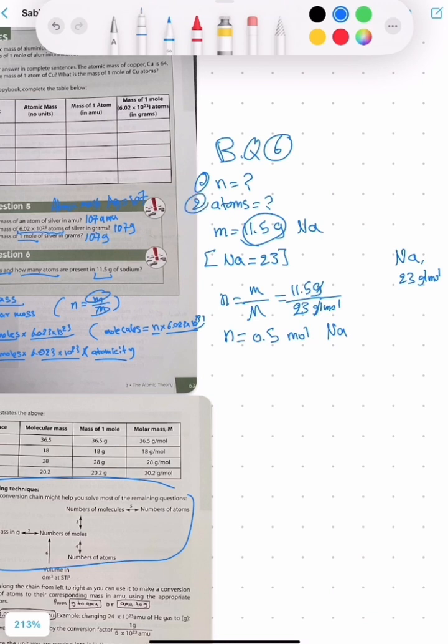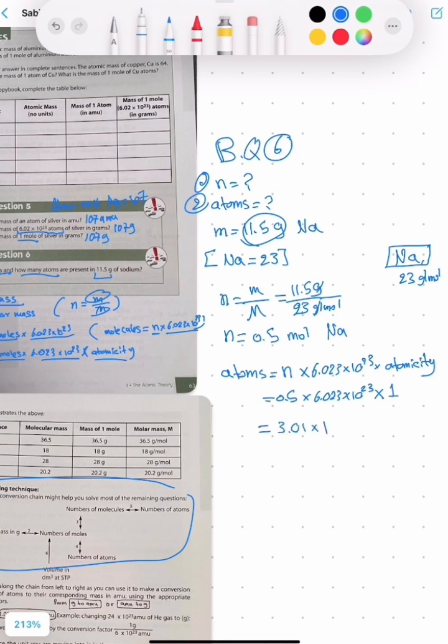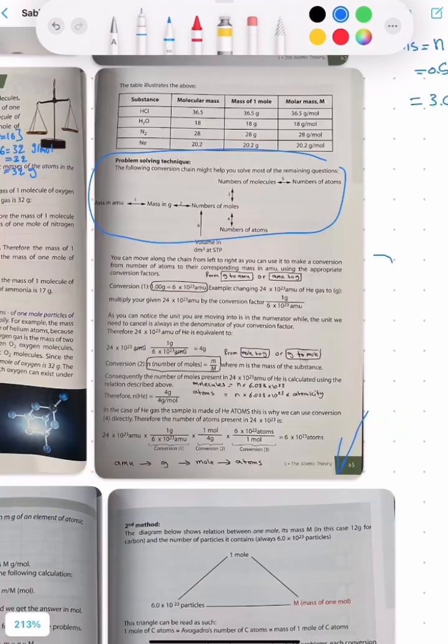The second one, number of atoms. Atoms are equal to number of moles times Avogadro number times atomicity. So how much is the number of moles? We just calculated it, which was 0.5, times Avogadro number. How much is atomicity? Sodium in nature is just a single atom. It's only one thing, and it's 1. So multiply by 1. That's your atomicity. Then you'll have the answer: 3.01 times 10 to the power of 23 atoms.